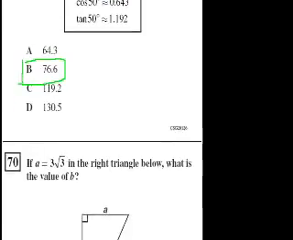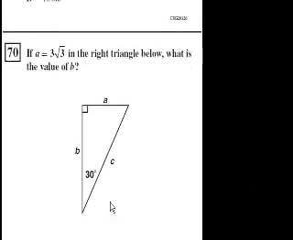All right. Problem 70. These go fast. If A is equal to 3 root 3 in the triangle below, so this is equal to 3 root 3. I think you're going to learn a little bit about 30, 60, 90 triangles now. What is the value of B? Okay, maybe they assume that you already do know something about 30, 60, 90 triangles. But anyway, if A is equal to 3 root 3, what is B?